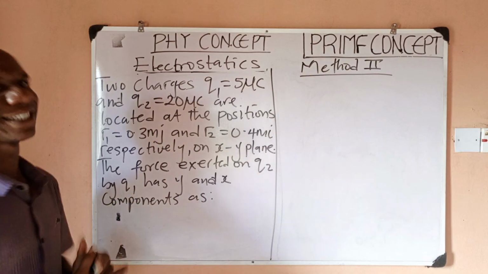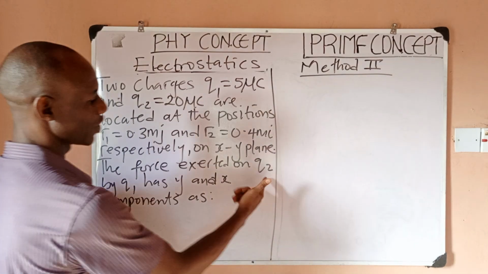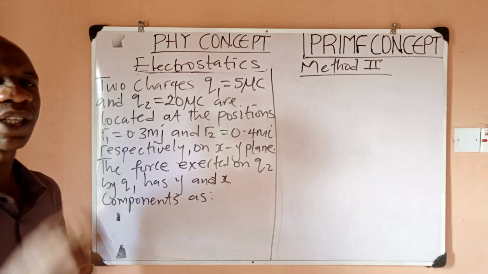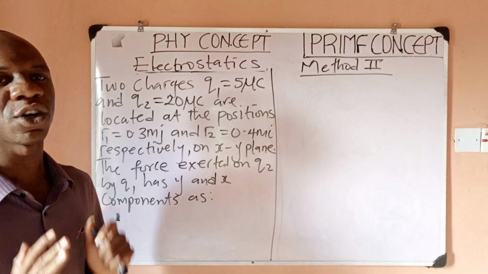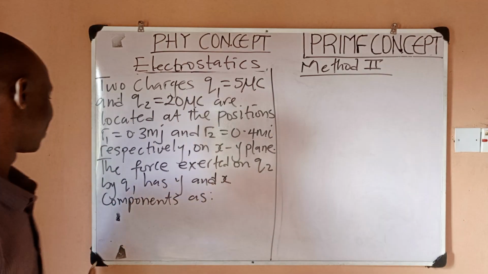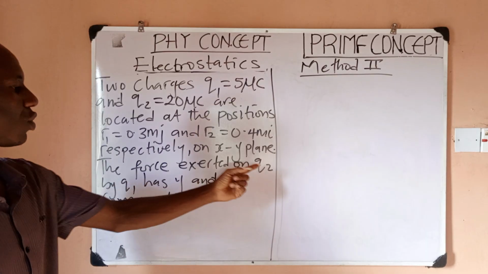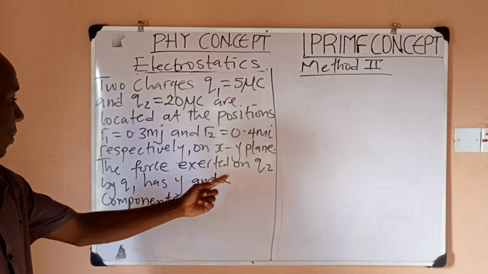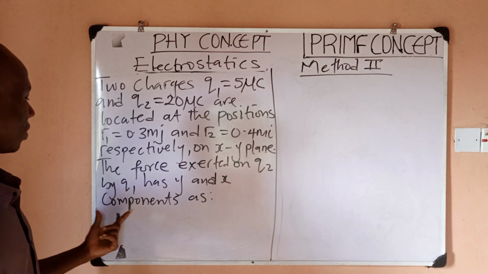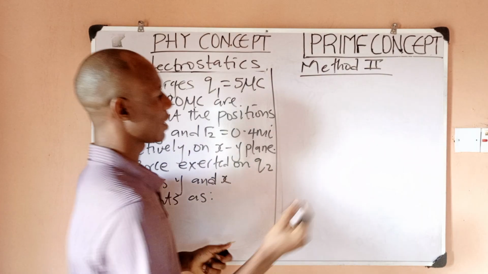Now the question says the force exerted on Q2 by Q1. So the one exerting the force is Q1, and the one receiving the force is Q2. Remember, the one that exerts the force is your source. The one that receives the force is your test charge. So they want us to find the force that Q1 exerts on Q2, right? Yes, on Q2. We want to find the y and x components. So let me draw the solution diagram.